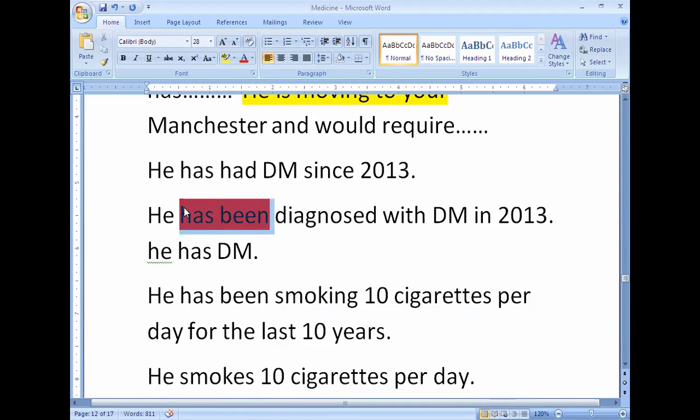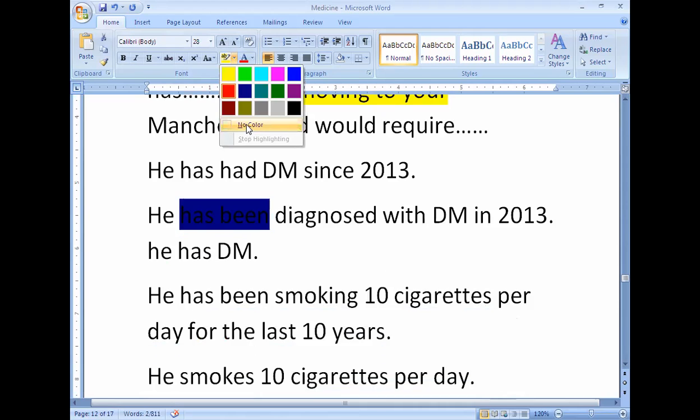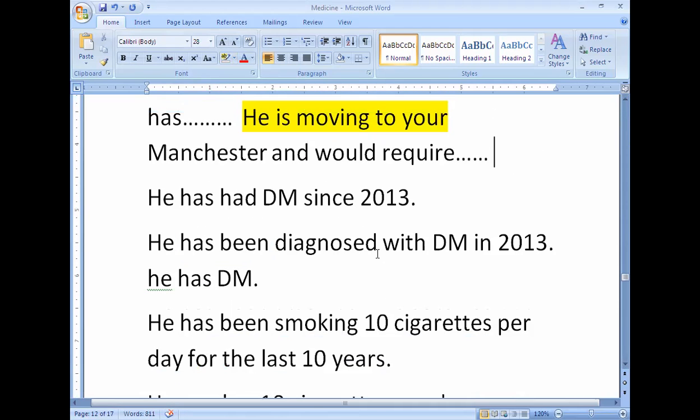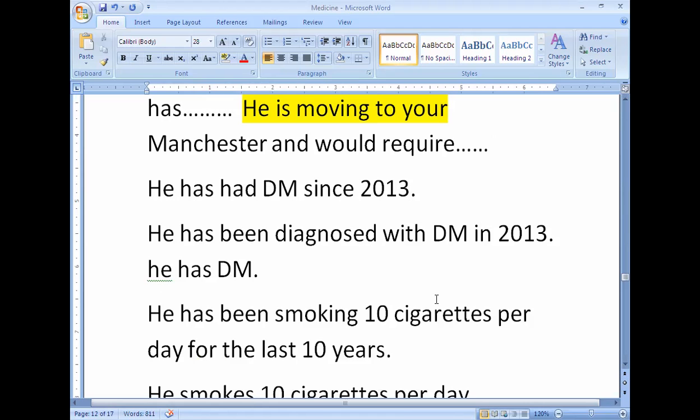My favorite, some grammar questions. Mr. Smith has had diabetes since 2000. I think we should finish because it is too long a class. Or we should complete this part. What do you think? Let's quickly complete and that's it.